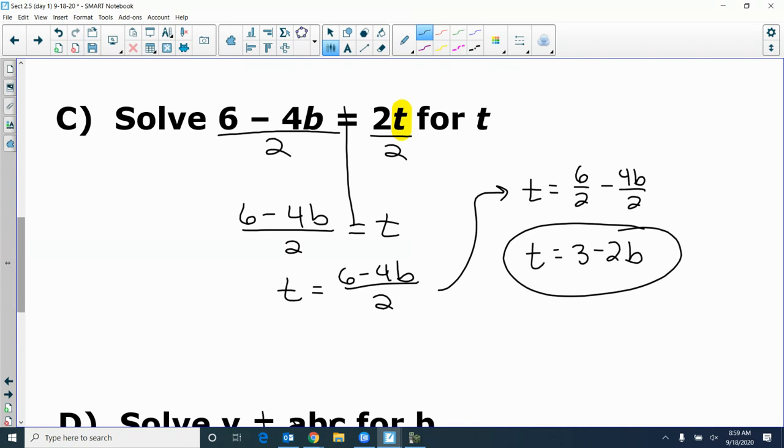Okay, so we divided by 2, right? And so I get 6 minus 4b divided by 2 equals t. Here's what you want to do at this point. We want to divide each piece by 2. Sometimes we'll do that first, but sometimes you can do it like this. What's 6 divided by 2? 3. What's 4 divided by 2? 2. So we can do it that way. You can just divide each piece by 2 if that helps.